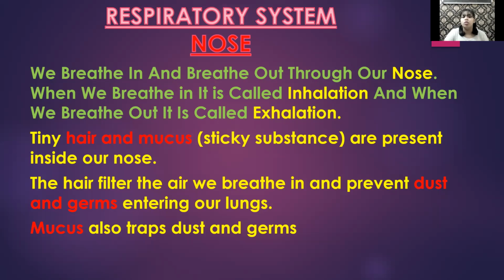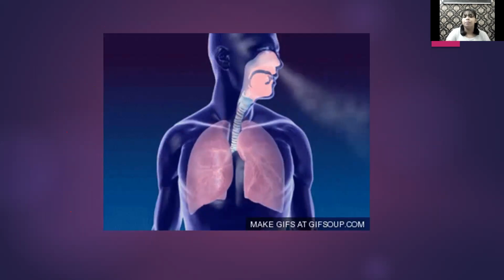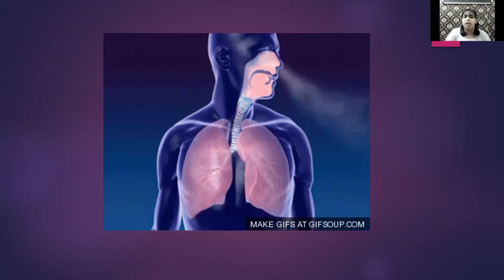Tiny hair and mucus, a sticky substance, are present inside our nose. The hair filters the air we breathe in and prevents dust and germs from entering our lungs. Mucus also traps dust and germs. So we have tiny hair and mucus present in our nose, and these help in preventing the dust and the germs from entering our lungs. Can you see in the picture? Yes, so this is how we breathe in and breathe out.